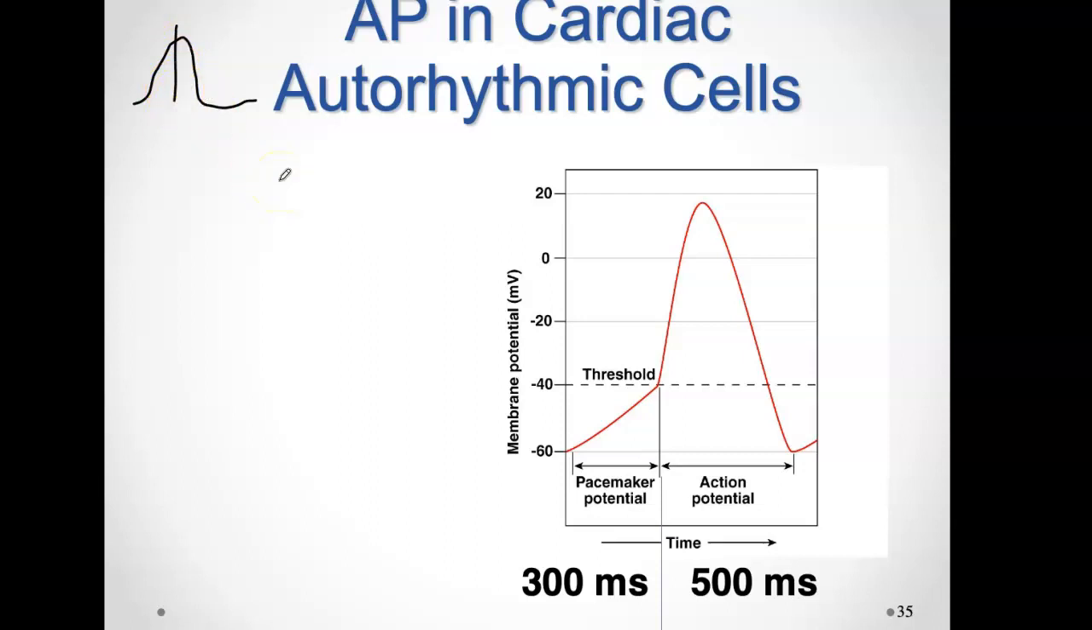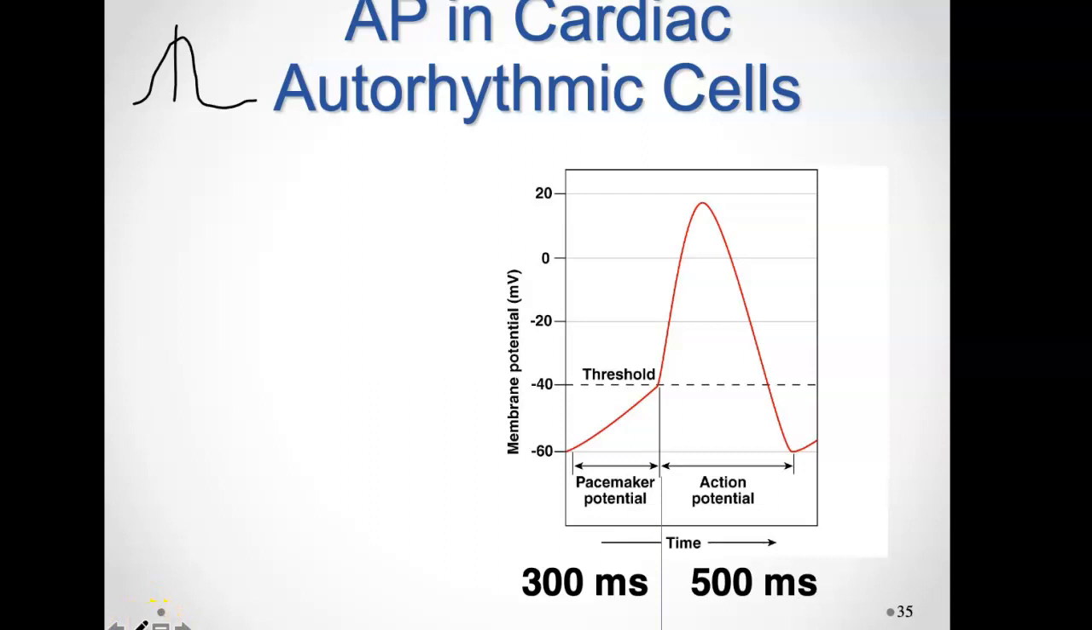Now, the action potential in cardiac autorhythmic cells looks more like this. So look what happens. It's this slow depolarizing. We have it at minus 60 here, where it just slowly depolarizes, and then hits threshold. And then it kind of has an action potential, sort of more like the one that you remember, correct? So what is it about this pacemaker potential part?